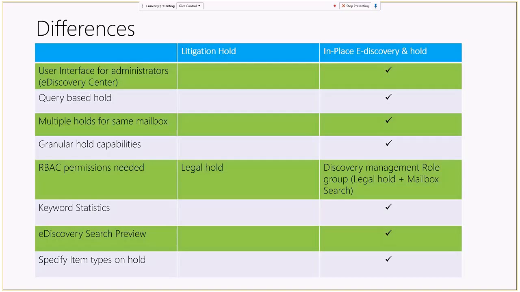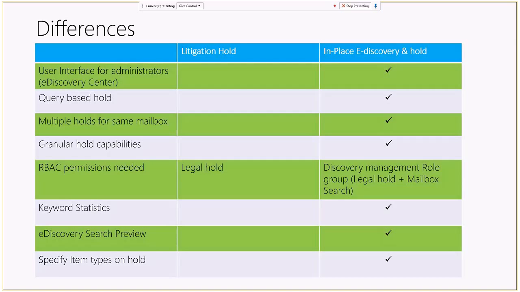Litigation hold was like a one-time thing, like a PowerShell command that you turn on against the mailbox, and you never had an interface to do the searches or place a mailbox on hold.